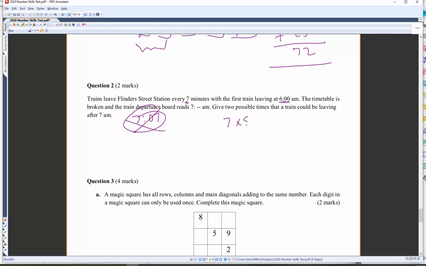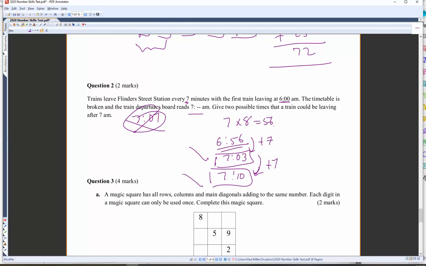Now, 7 times 8 is 56. So at 6:56, there will be a train, which means the first train after 7 is going to be 7:03, because I'm going to add 7 to that. The next one after that is going to be 7:10, and there's a number of different answers you could have provided, 7:17, 7:24, etc., but that one and that one are the two correct answers.